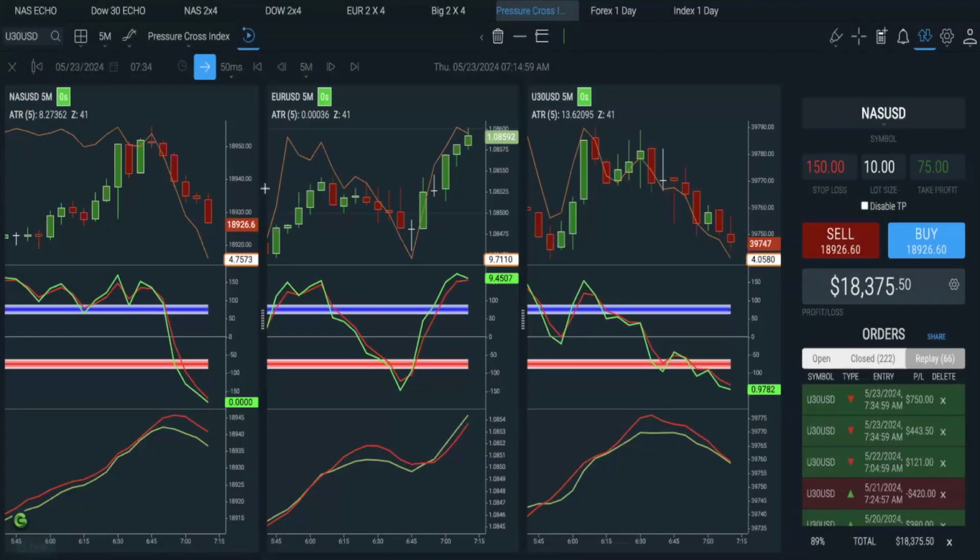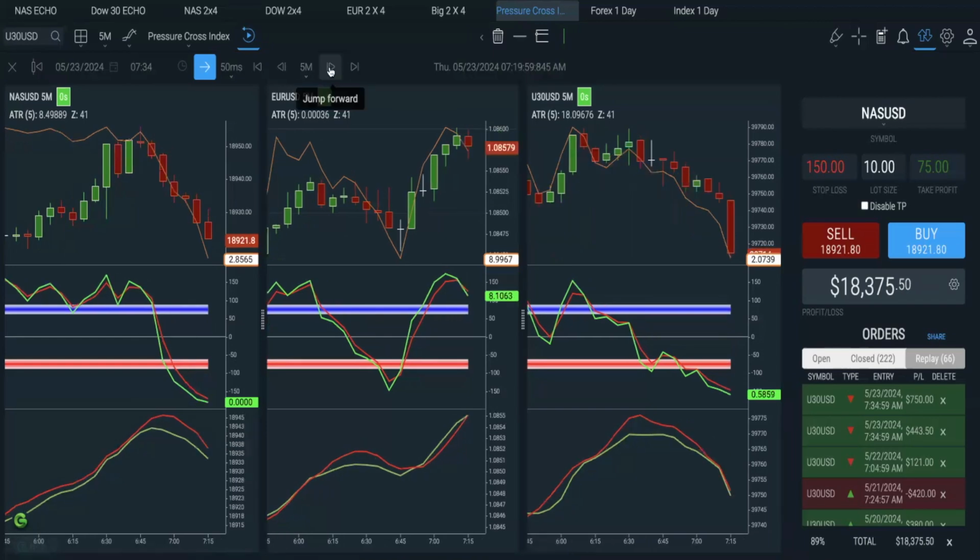First, for a sell, we would need the green pressure to cross on bottom, followed by support from your majors indicators, and also support from your thin orange indicator, all pointing down in the same direction. So as we play this forward, let's see if we can find that opportunity.